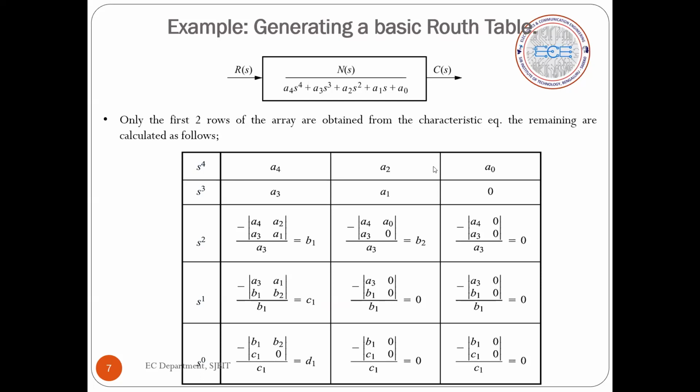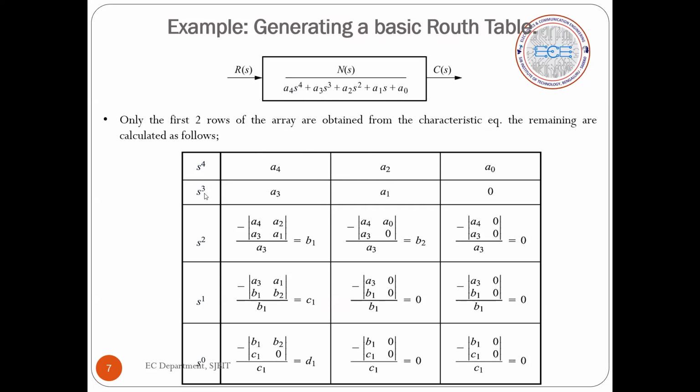Here we have the fourth order characteristic equation. In the first row we take the coefficients: the first element is a4. I skip s power 3, take the s power 2 coefficient a2, skip s power 1, and take a0 here.